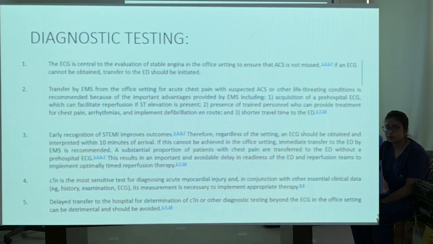Absolutely. So papillary muscle dysfunction is the most common cause. Usually papillary muscle dysfunction, and uncommonly papillary muscle rupture or chordal rupture can occur. So this is one important cause of mechanical complication related to acute MI.